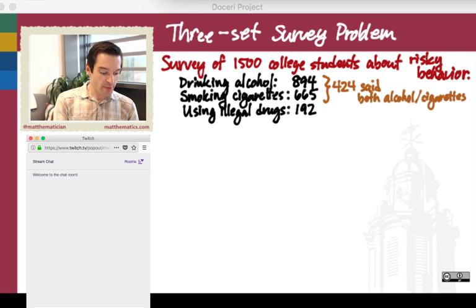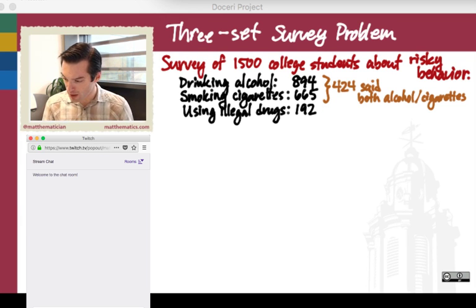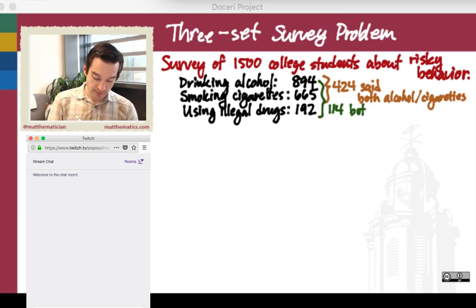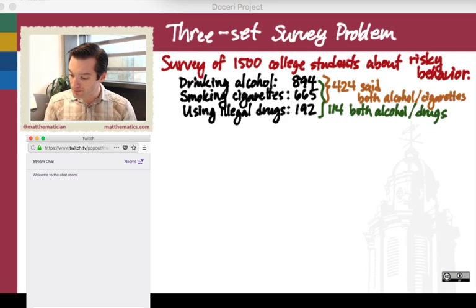But then again, some of those who used alcohol and cigarettes may also use illegal drugs. So there may be more to say about those overlaps. Let's keep reading. So there are a number of people in the survey who said that they use both alcohol and illegal drugs. So that number from the survey is 114, both alcohol and drugs. And between cigarettes and drugs is also an overlap. And that overlap is 119.